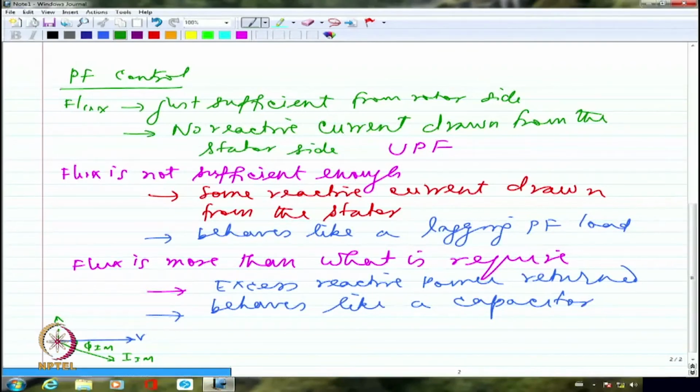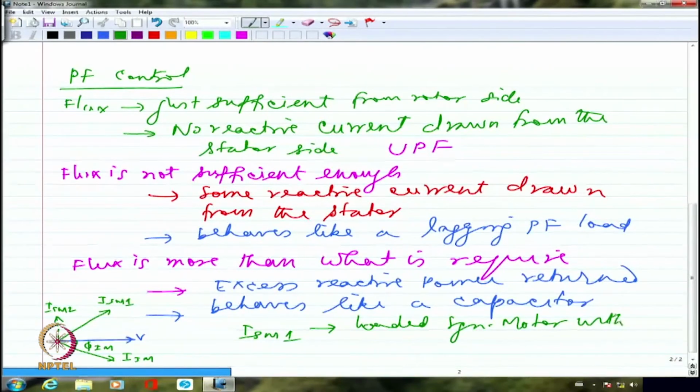Or if it is having some amount of load, then I may have a current somewhat like this, depending upon the load. So this can be I of synchronous machine 1, let me say this is I of synchronous machine 2. So ISM1 shows loaded synchronous motor with excess excitation, whereas I am going to show here ISM2 is floating or unloaded synchronous motor.